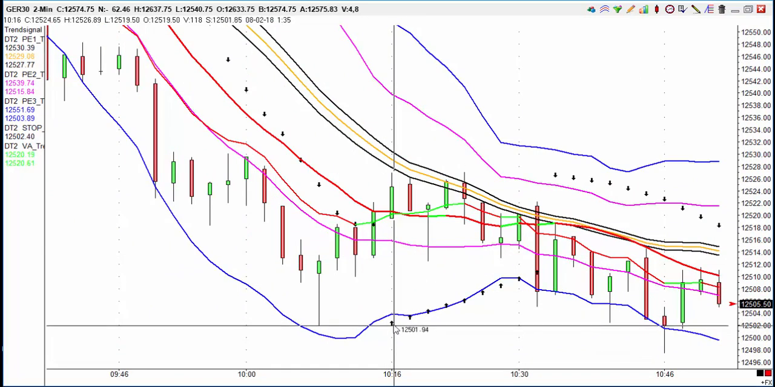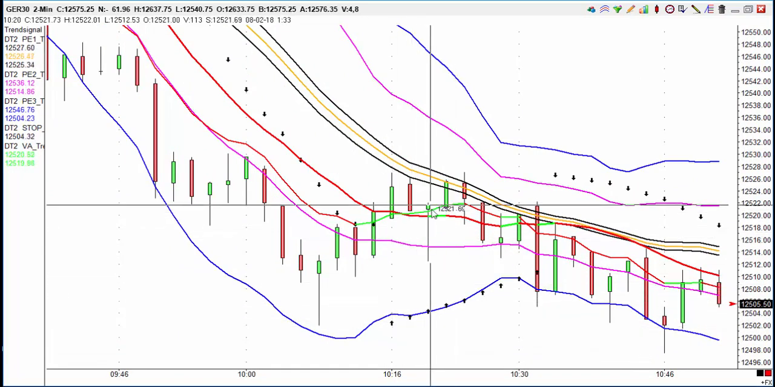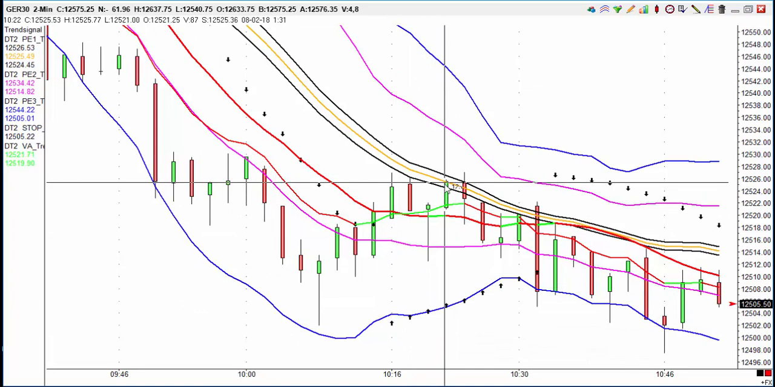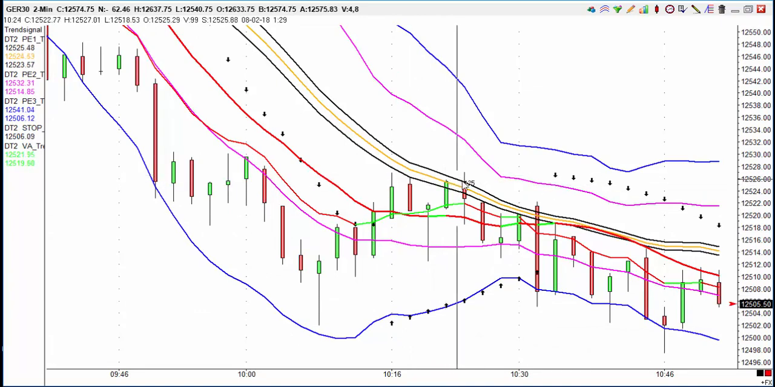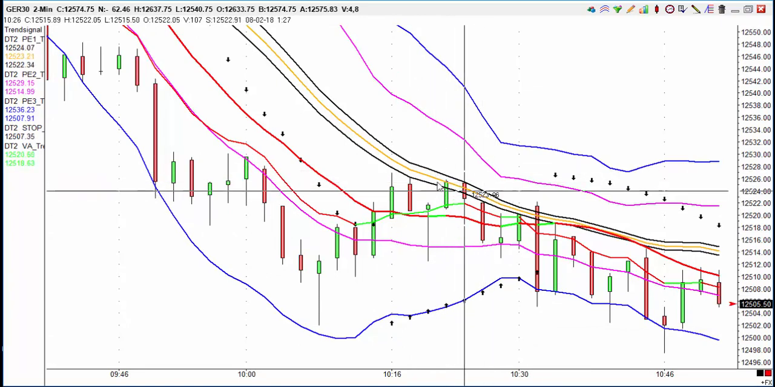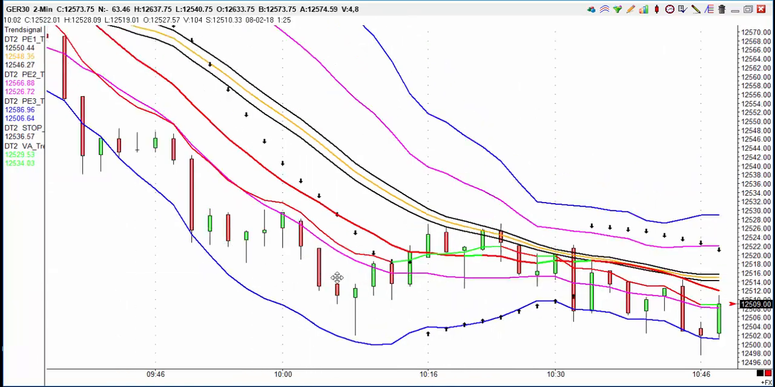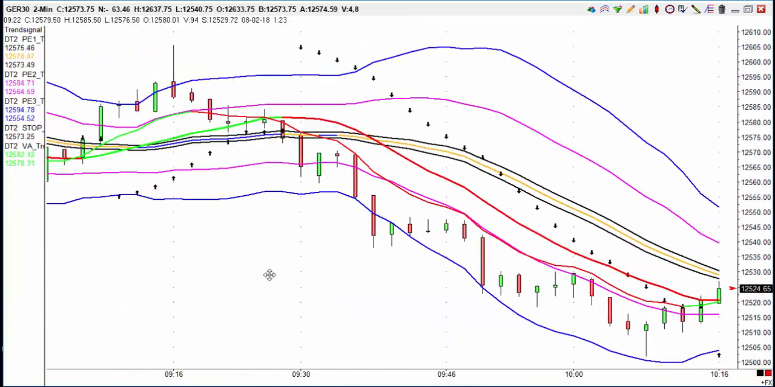Look at this one here. The arrows are pointing up. The vector averages even go green here, but we never get to open or close above the inner price envelopes. There's never going to be a trade on that part of it.